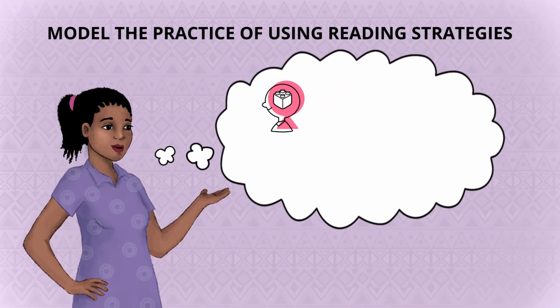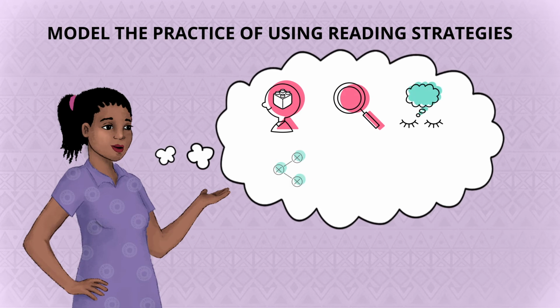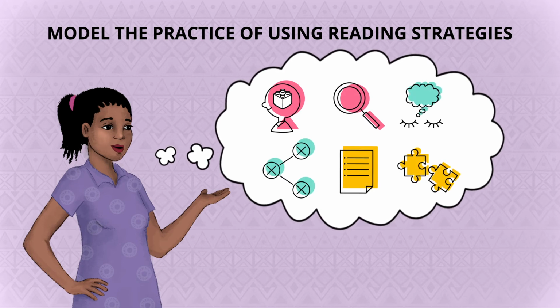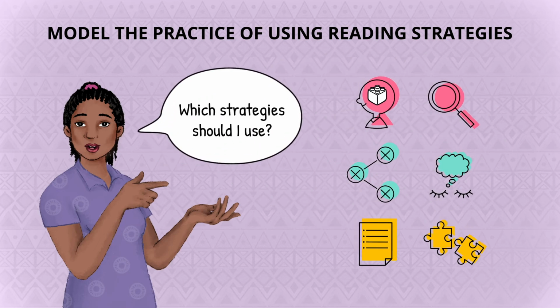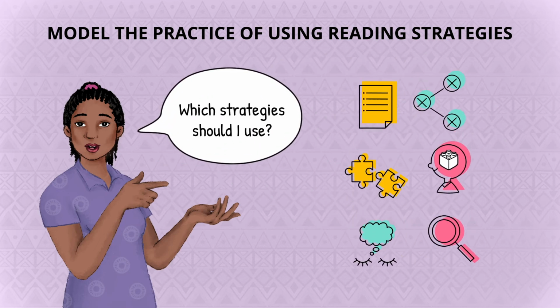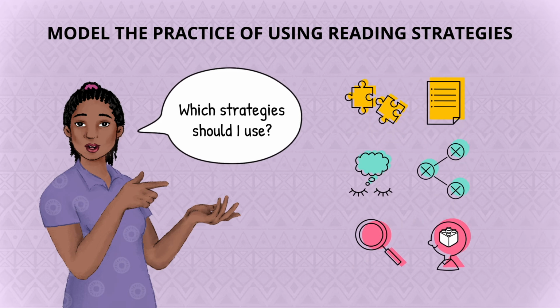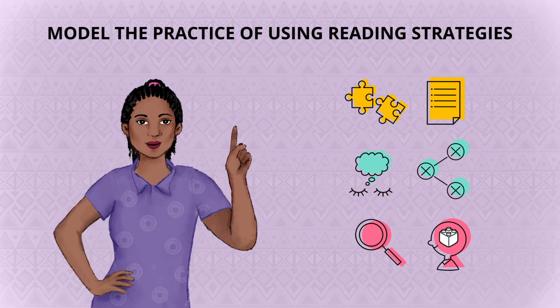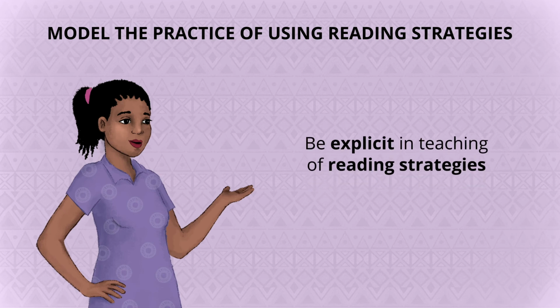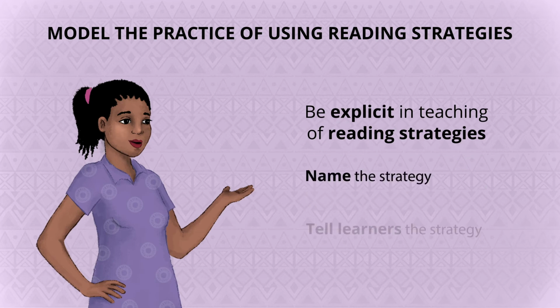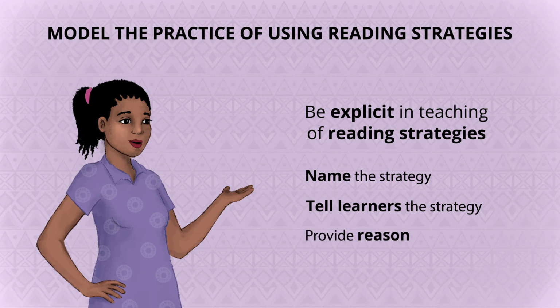Next, we need to model the expert practice of using reading strategies. When we do this, we must be intentional in our selection of which reading strategies to use at which time. This takes planning. Be explicit in our teaching of reading strategies. We need to name the strategy, tell learners which strategy we are using, and provide a reason for using the strategy.